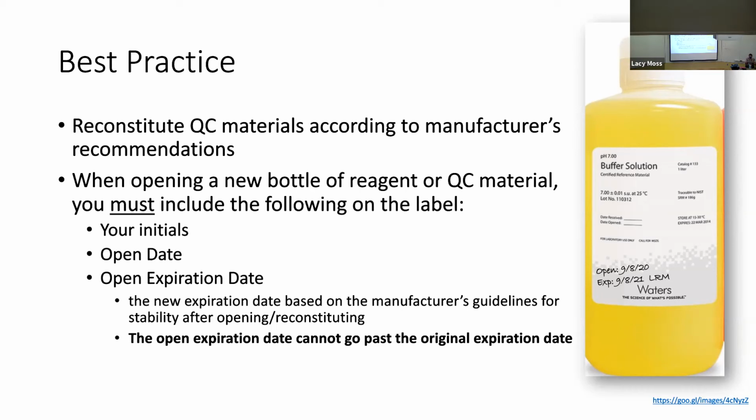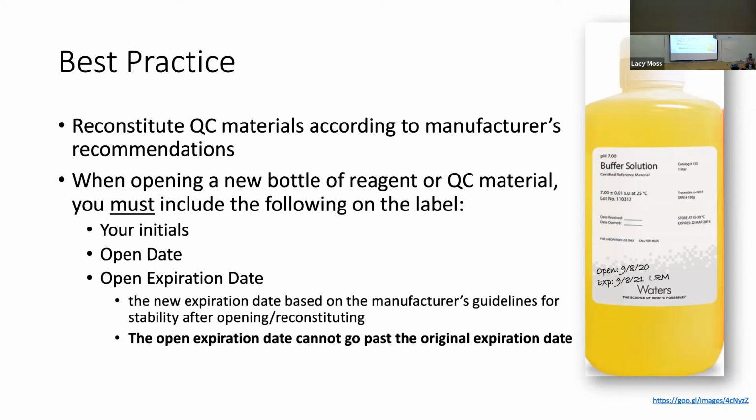And then when you open a new bottle of reagent or QC material, you must include the following on the label: your initials, so that if something goes wrong, they know who to talk to. The open date, i.e. the date you opened it and reconstituted it or did whatever to it. And then the new expiration date, because a lot of these things have a very long shelf life, like 2 or 3 years. But as soon as you open it, you've introduced the ability for germs to grow and for things to dehydrate. So it has a new open expiration date. There are manufacturers' guidelines on how long that open expiration date is. Sometimes it's 24 hours, sometimes it's a month, it just depends.